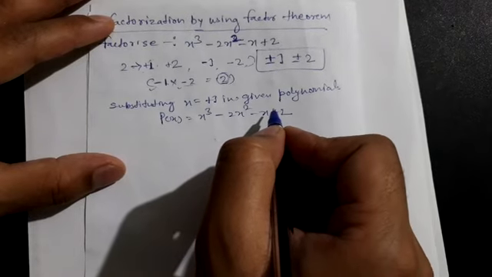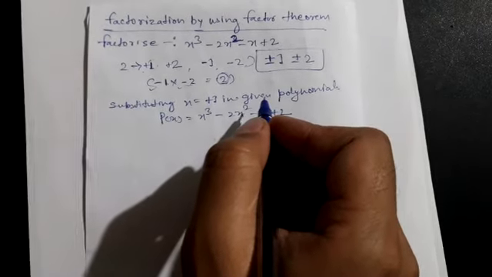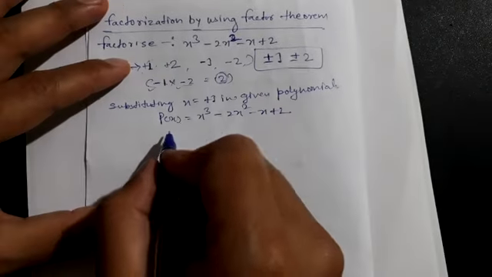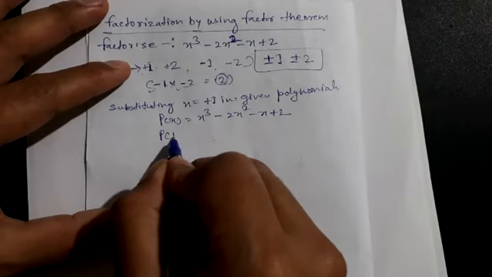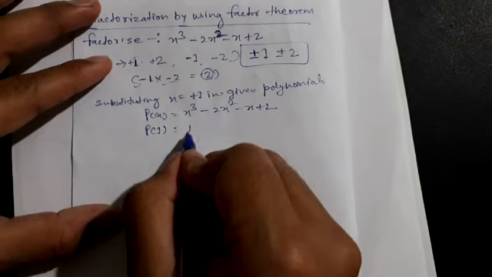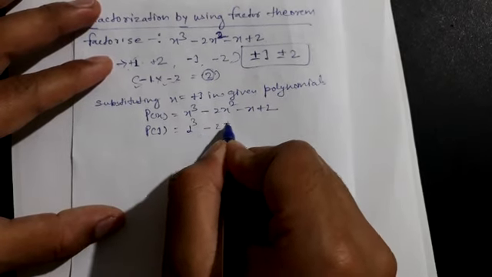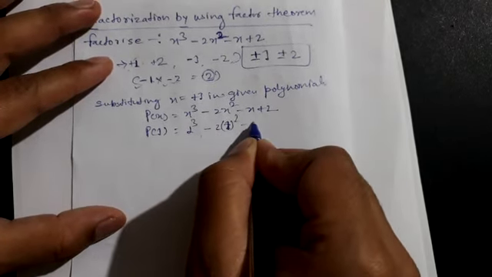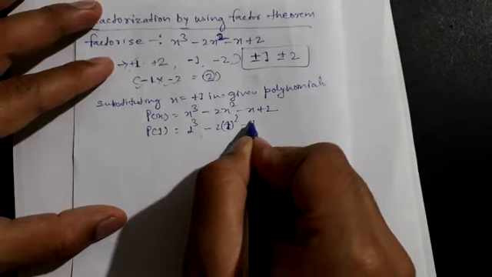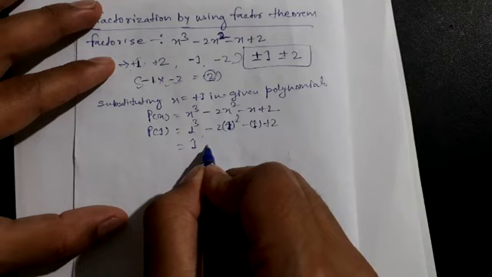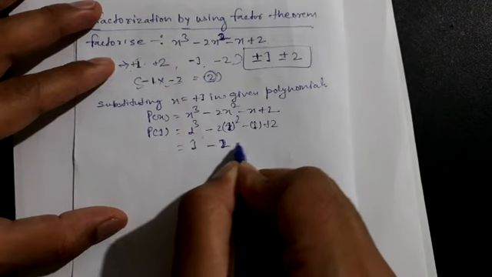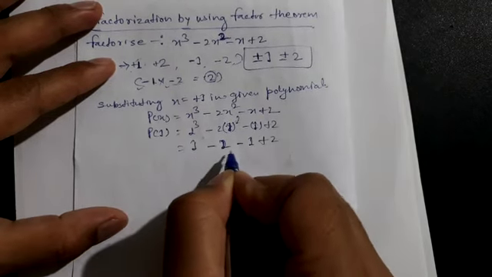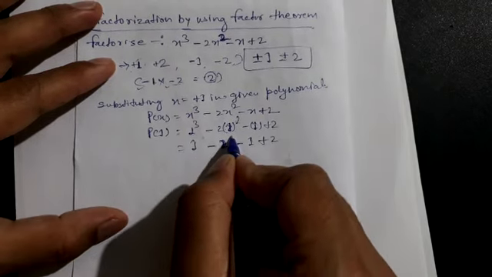Clear, children? Okay, so what we are substituting, p of plus 1, it means in place of x we are substituting plus 1. So 1 cube minus 2 into 1 square minus in bracket 1 plus 2. So 1 cube is 1, 1 square again 1, and 2 into 1 is 2, so minus 2, minus 1 and plus 2. So minus 1 and plus 1 cancel, and plus 1 and minus 1 cancel. Clear, children?